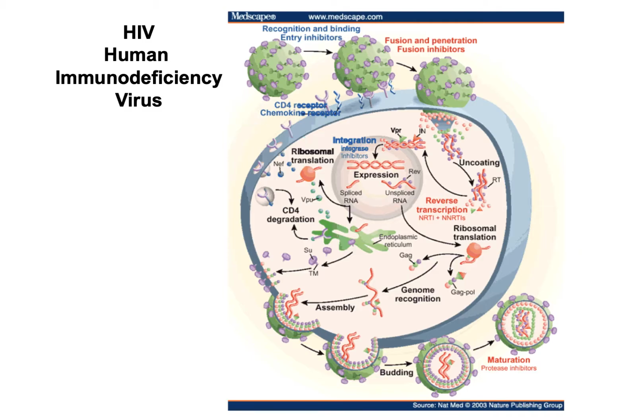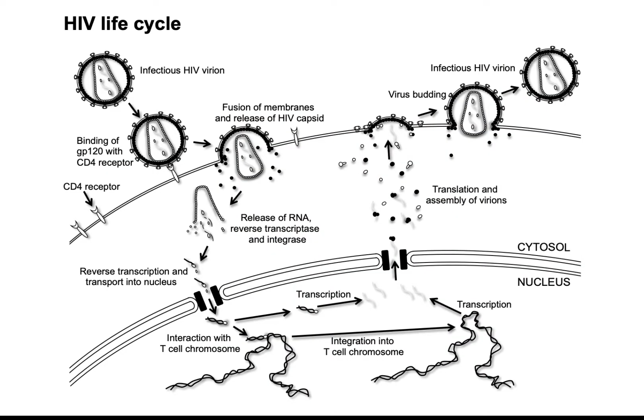HIV virions. This is a slightly different version of the same thing, just showing a few of the additional details. So the first thing you get is attachment to the CD4 receptors on the T lymphocyte, release of the capsid, and then release of the RNA and the integrase that proceeds to the nucleus, and you're getting reverse transcription at the same time. You get integration of the chromosome as well as transcription from the viral DNA copy.